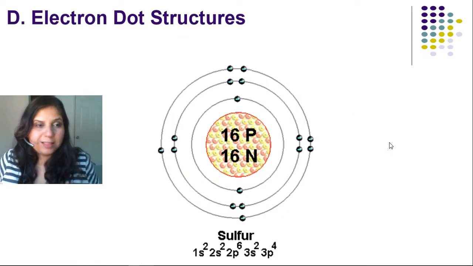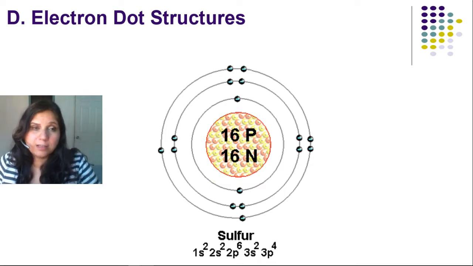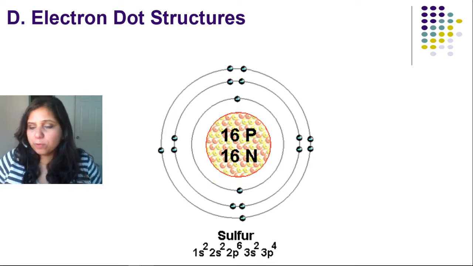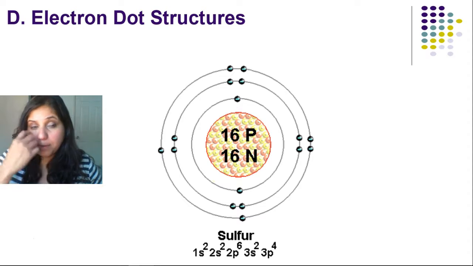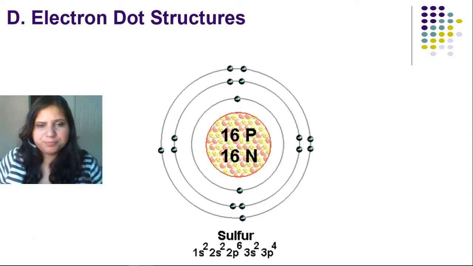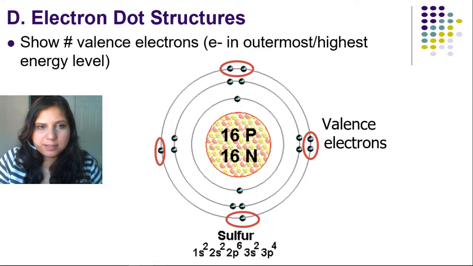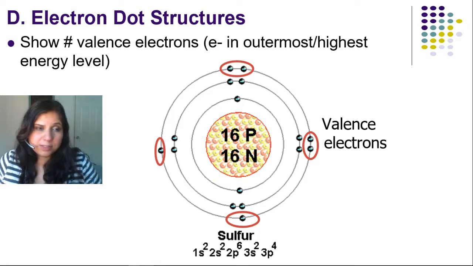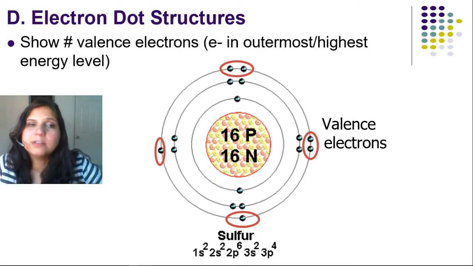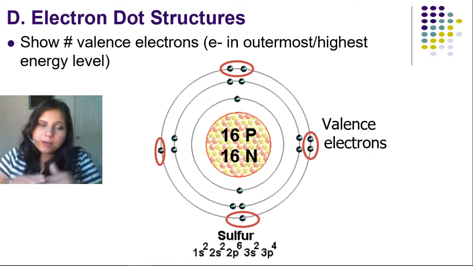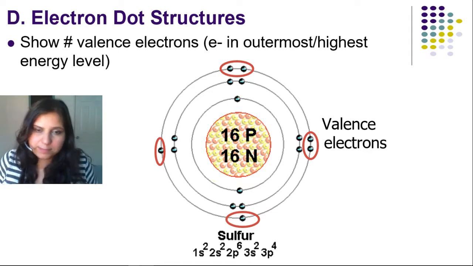All right, so last part are the electron dot structures, also called Lewis dot diagrams. Okay, well, before we get into this, we need to know something about the atom. So I've drawn pretty much a Bohr diagram. And so within this, you have valence electrons. Now, valence electrons are the electrons in the outermost energy level. They have the highest amount of energy because they're furthest away from the nucleus.